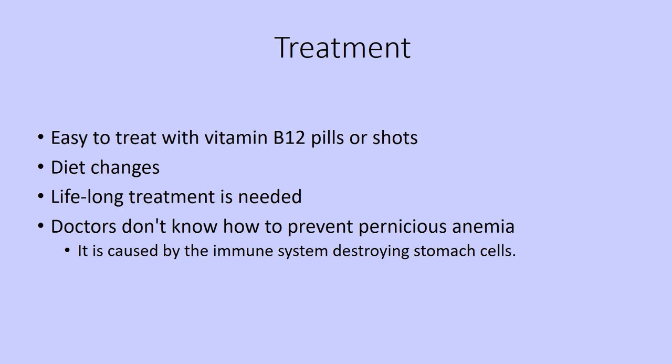Lifelong treatment is needed because there isn't actually any fix for pernicious anemia. If you don't have the intrinsic factor to break down the B12 and have it be absorbed, then whatever you do to get the B12 into your system is going to be lifelong. Doctors don't know how to prevent pernicious anemia, and it is caused by the immune system destroying the stomach cells. This is more of an autoimmune problem.